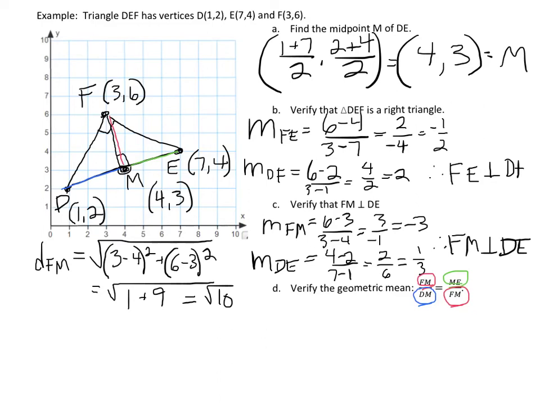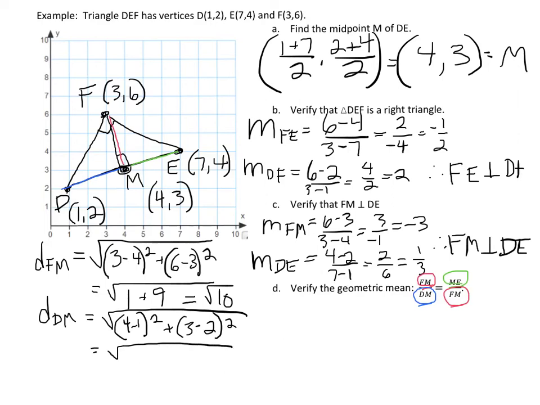Okay, now I need to find those blue and green lines. So the distance from D to M, subtract my x's, so I'm going to do 4 minus 1 squared plus 3 minus 2 squared. I'll do it below here again. 4 minus 1 is 3, squared is 9. 3 minus 2 is 1, squared is 1. Therefore that is square root of 10 as well.